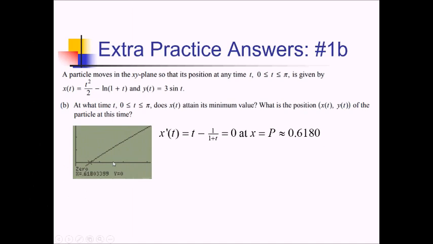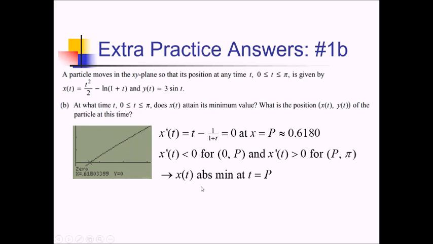Just taking a look at this, we notice that x prime is negative from 0 to p, and x prime is also positive from p to pi. Well, what does that mean? It means that x itself is decreasing until we get to this spot, and it's increasing after. That means that this has to be the absolute minimum value on the interval. Another way of thinking about it is there's only one critical value, and it's a relative min, so it's also going to end up being the absolute min. So we know then that our absolute min for x of t happens at time p.